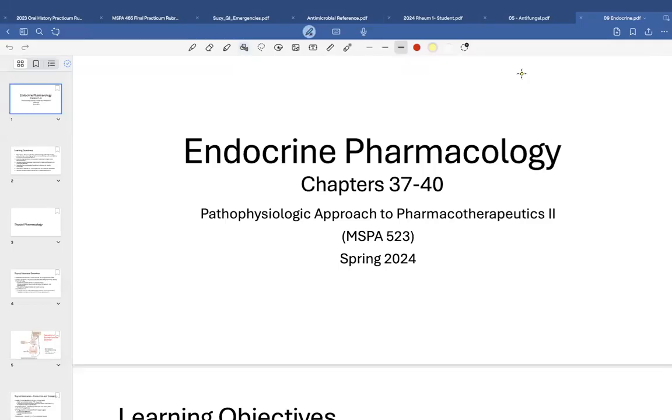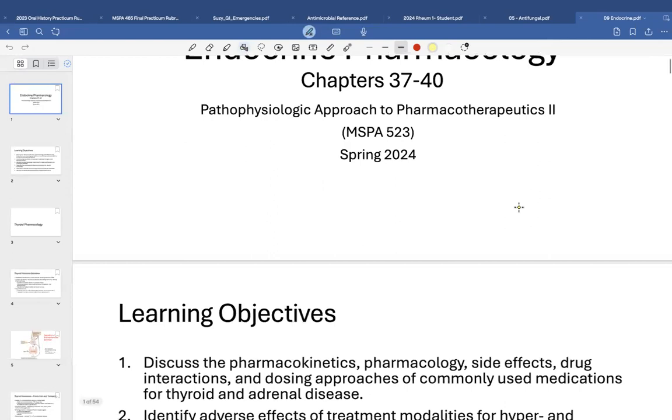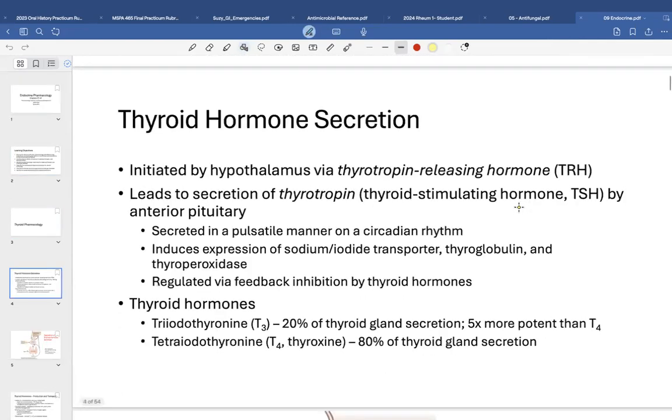Many objectives are here, of course, this will be covered on exam 3. So we'll start with thyroid.